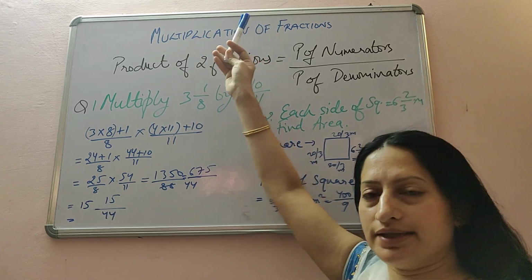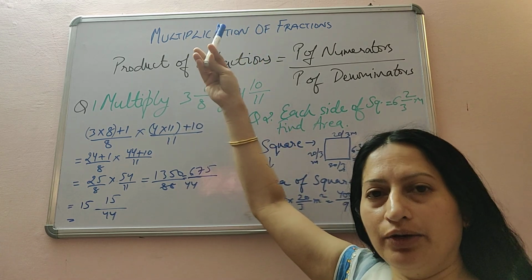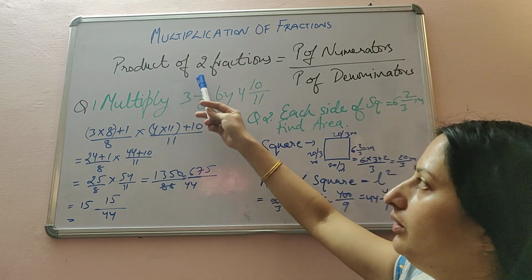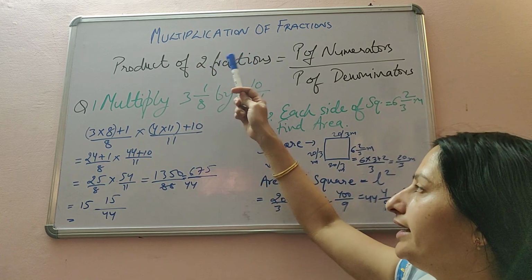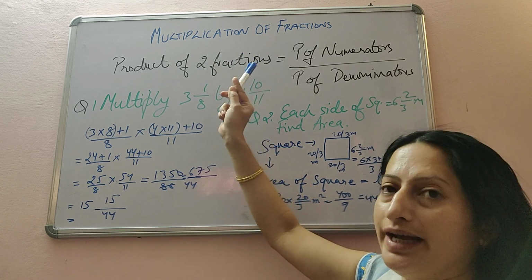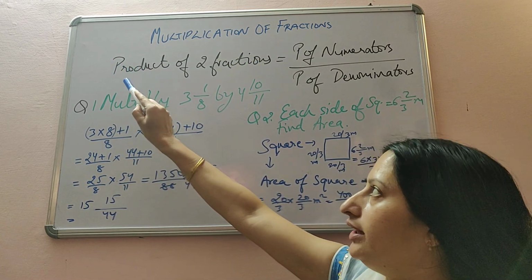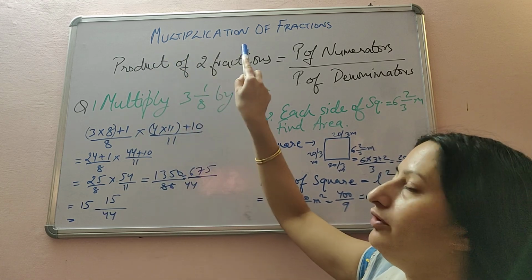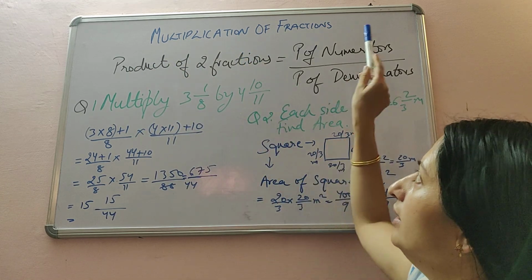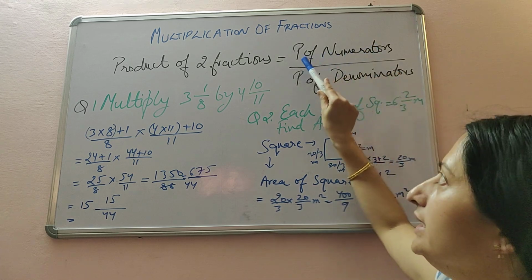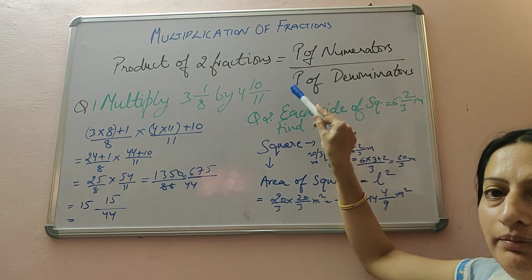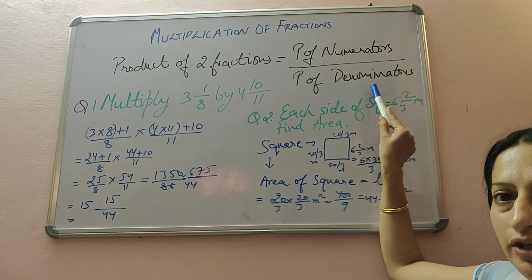Fractions you have already seen in my previous videos and I hope you have understood. Now, what is multiplication of fractions? The product of two fractions. Product means when we multiply two things, it's called a product. So the product of two fractions is the product of the numerators divided by the product of the denominators.